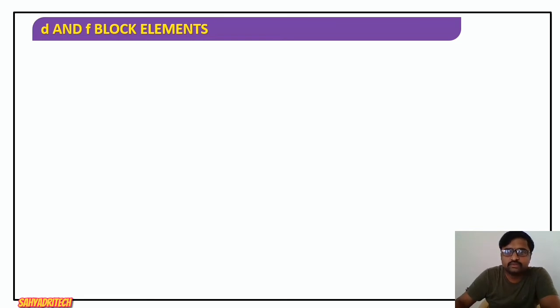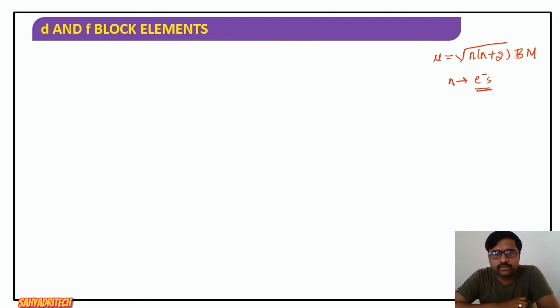Mu is equal to the square root of n into the bracket n plus 2 Bohr magneton. Here, what does n indicate? n indicates the number of unpaired electrons. So if you know the number of unpaired electrons with the help of the electron configuration, one can calculate the magnetic moment of the species.